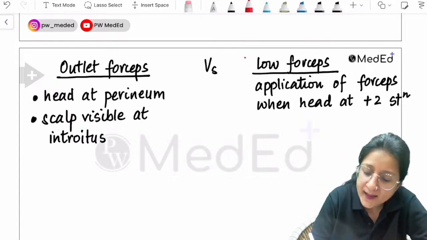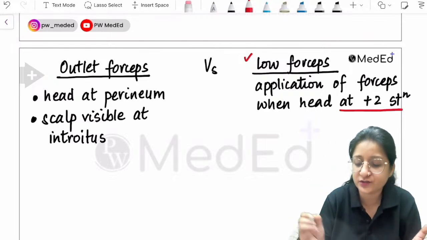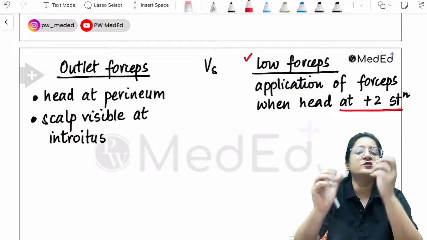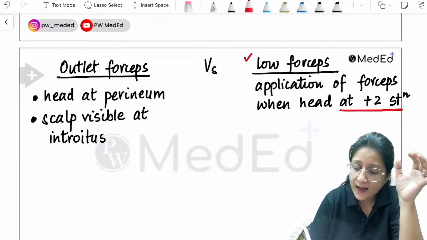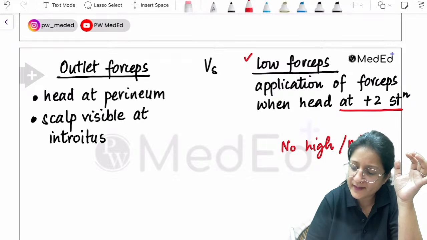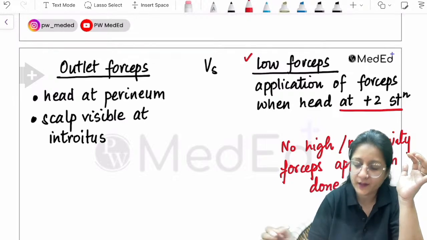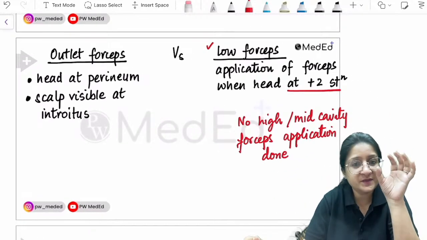If we apply forceps at a point in time when the head is at +2 station, we call that application of forceps as low forceps application. There is no high or mid cavity forceps application being done anymore. We don't do it. So we don't do any sort of high or mid cavity forceps application.